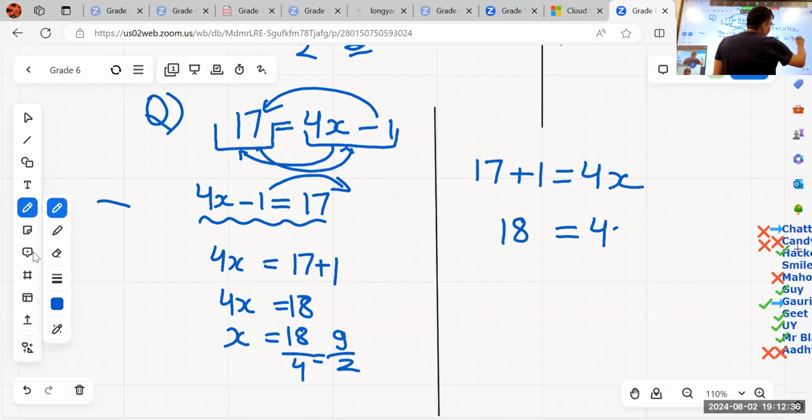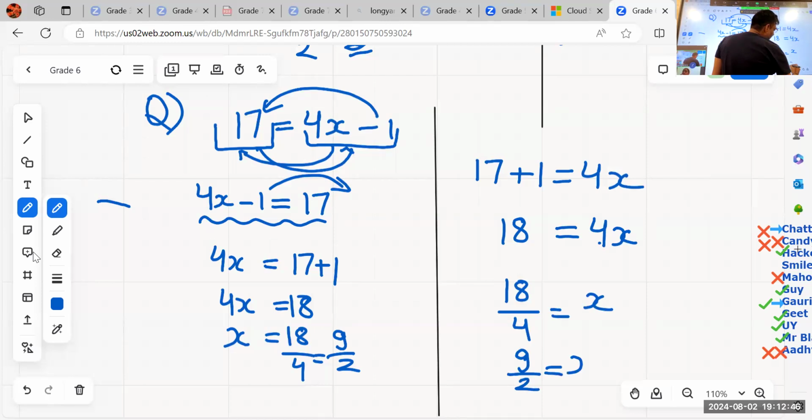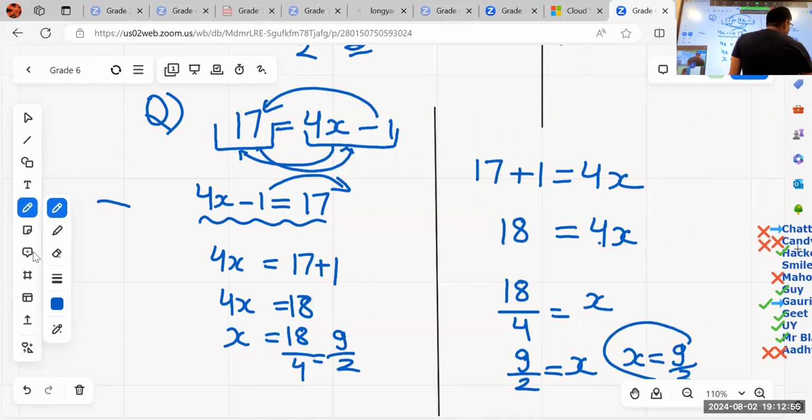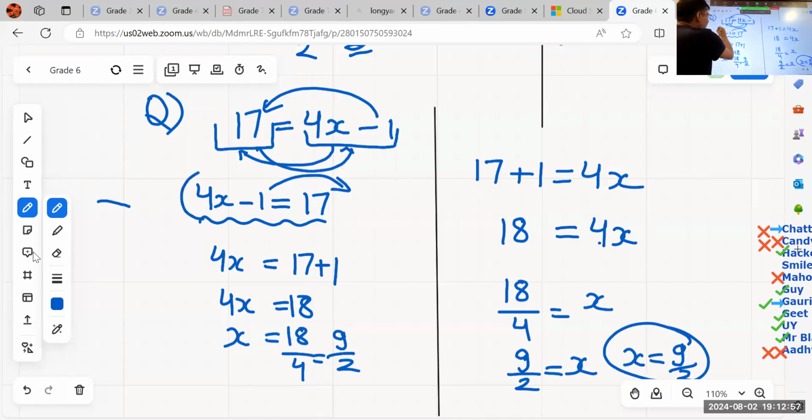So like this it will become upside down. 18 equal to 4x. Now this is in multiplication, it will go to the other side and becomes division. So x equal to 18 by 4. Last में final answer same होगा, 9 by 2 equal to x. Now because 9 by 2 equal to x, you will say x equal to 9 by 2. This step I did it first. यहाँ पे ये step आप last में करते हो, मैंने first कर लिया. Because I am used to keeping x on the left side. It's a matter of habit.